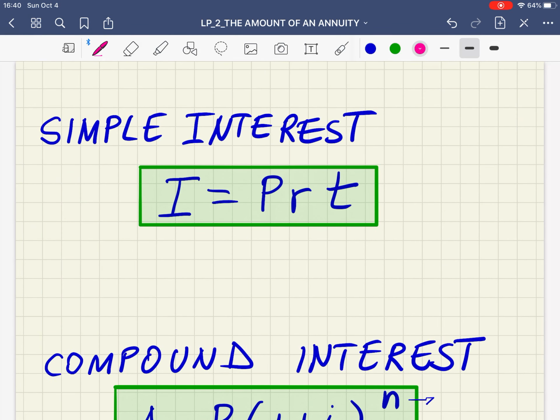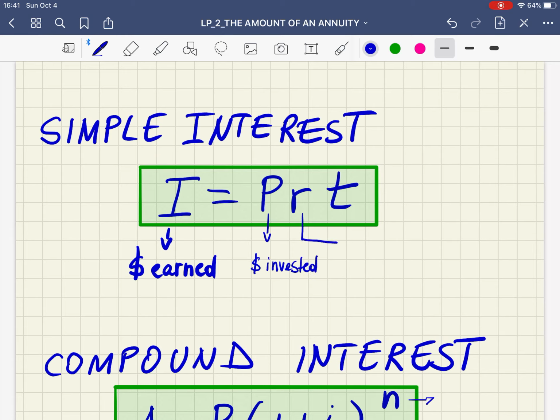So, first of all, you have learned various types of investments so far, and you started with the simple interest. The simple interest formula is I equals PRT, where I represents the interest earned, so the amount of money earned from the investment. P represents the amount of money invested.